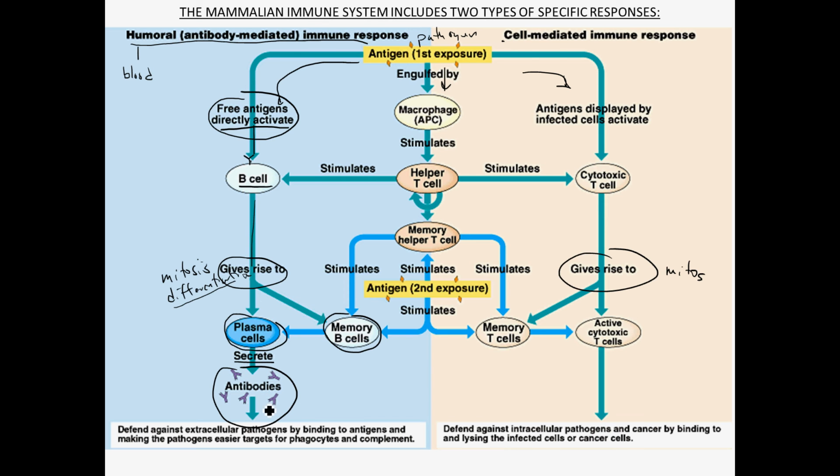And now what do antibodies do? Well, these antibodies will defend against extracellular pathogens by binding to antigens and making the pathogens easier targets for phagocytes and complement. This is what's going on here. So we have, again, binding of things together that is going to cause a response, right? These antibodies bind the antigens and make it easier for phagocytes and other cellular enzymatic processes to get rid of it. Okay, so it might be a good idea here to pause now and review that.